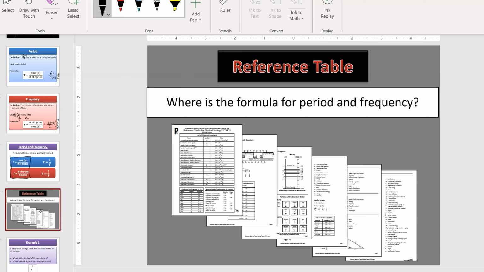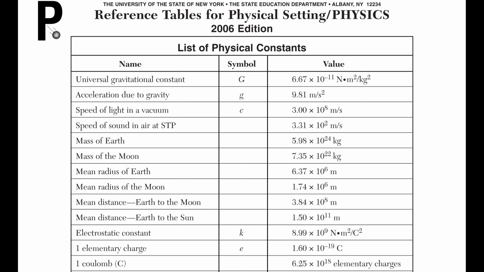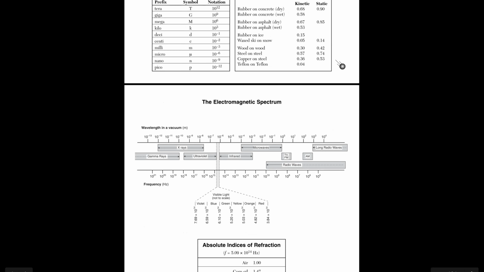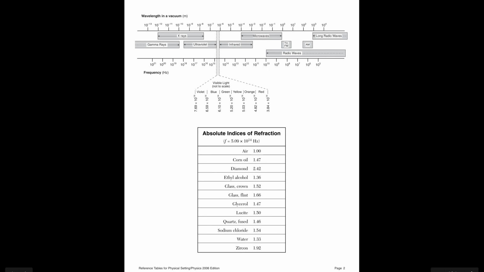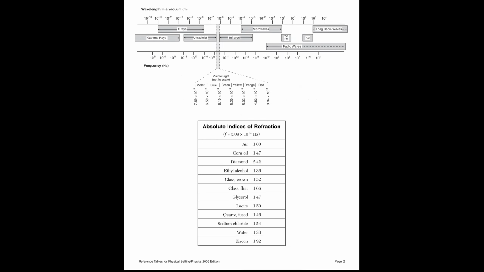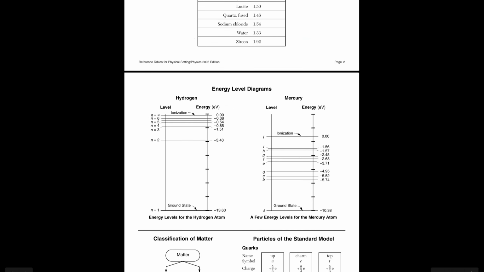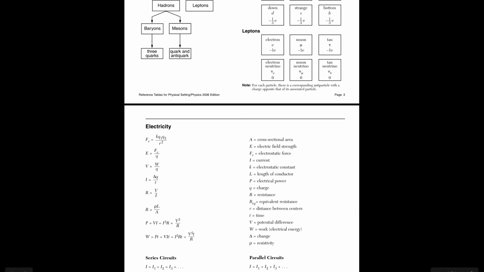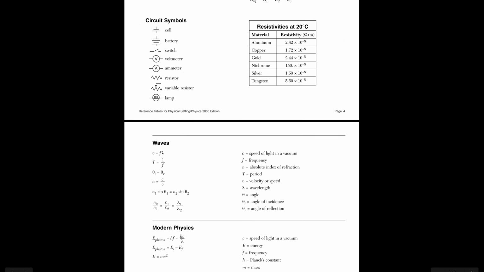So we could look in our reference table. Let's look in the reference table. Where would period and frequency be? Not on the first page. They talk about frequency over here, but that's not really the formula that we're looking for. We'll get there. This is electromagnetic waves, so that's unit 15. This is all unit 16 stuff, modern physics. We did electricity. This whole page is electricity.